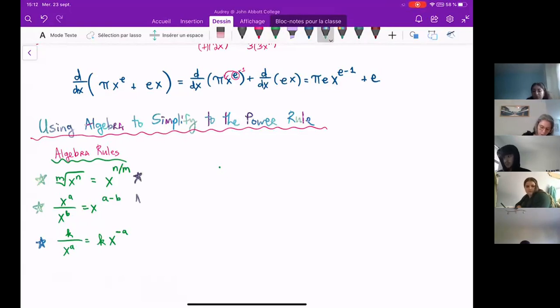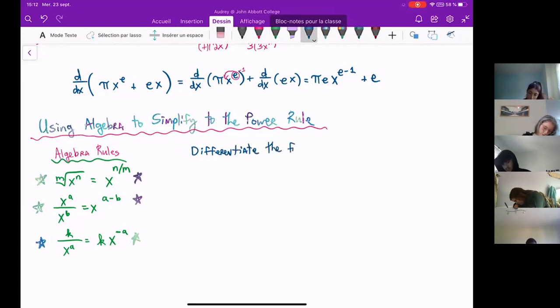Okay, so these are the 3 important algebra rules that we're going to be using to simplify. And we're going to find the following derivatives. So we're going to do a bunch of problems where we have to use these algebra rules. Differentiate the following functions.